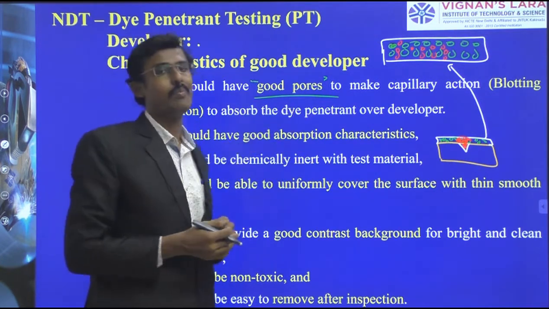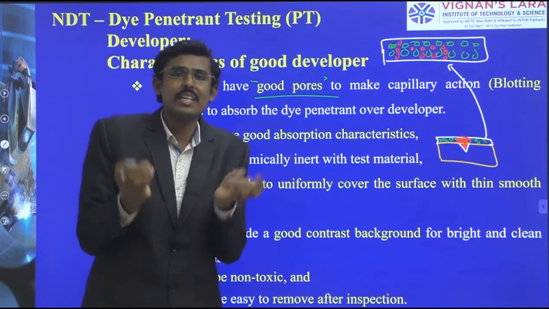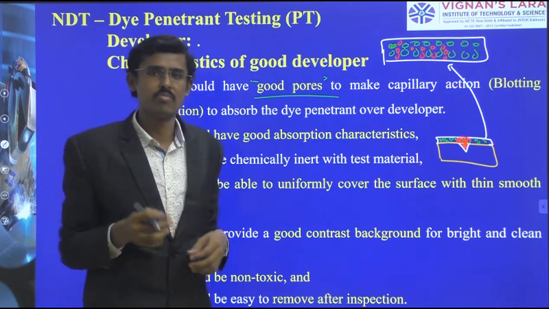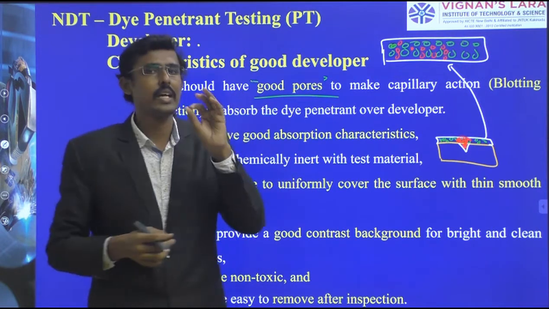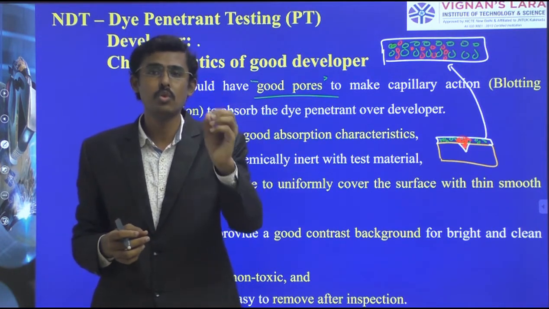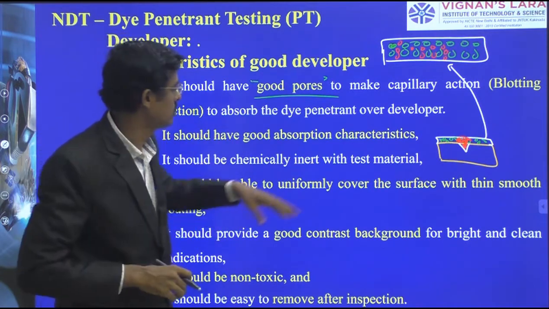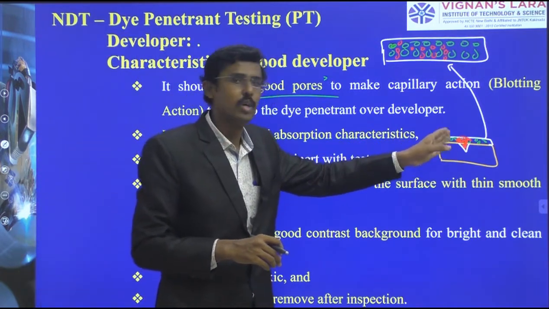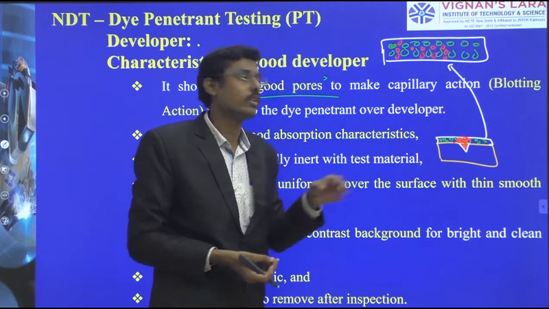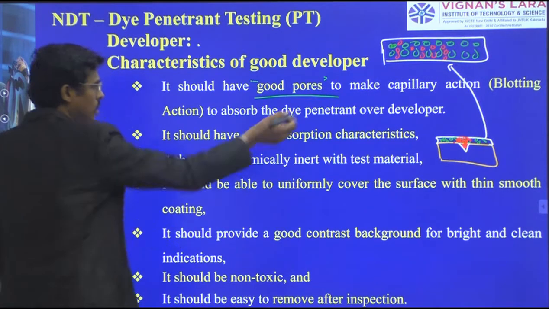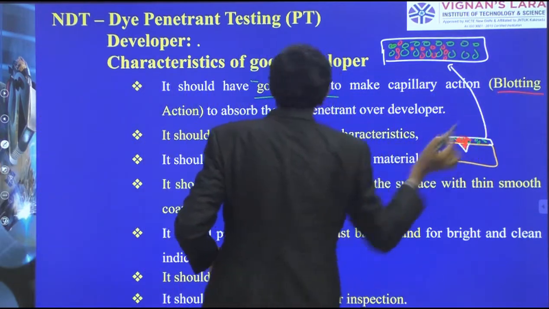If it is completely packed, metallurgically it will struggle to take the other atoms inside. Therefore, the main property of the developer is to be porous, so that it can receive the other atoms inside. The penetrant atoms are getting into the porous developer, and therefore it looks contrasting in color. So I am calling this a bloating action.